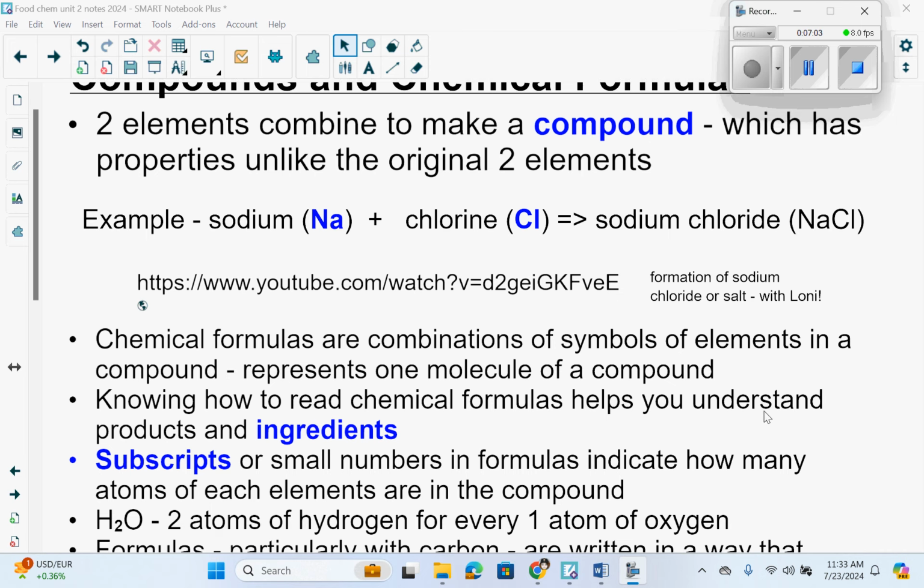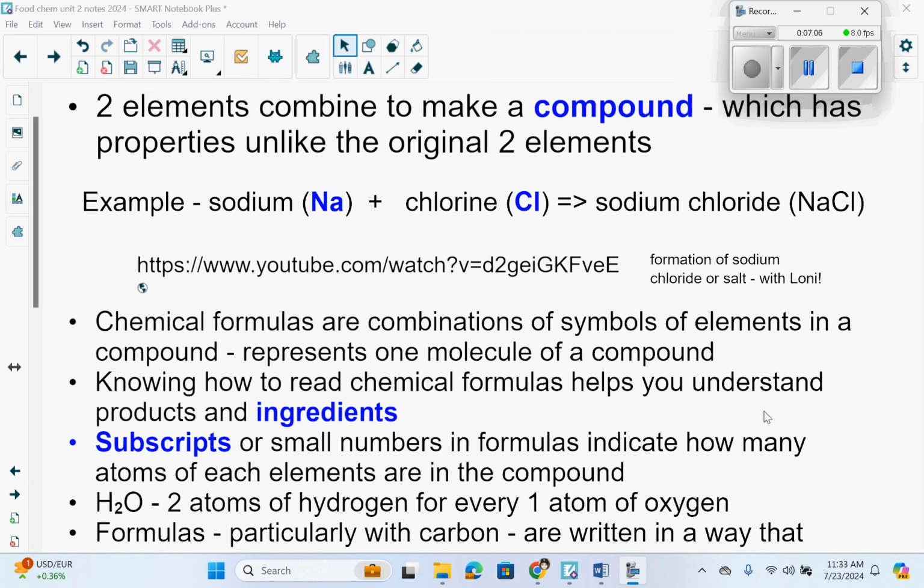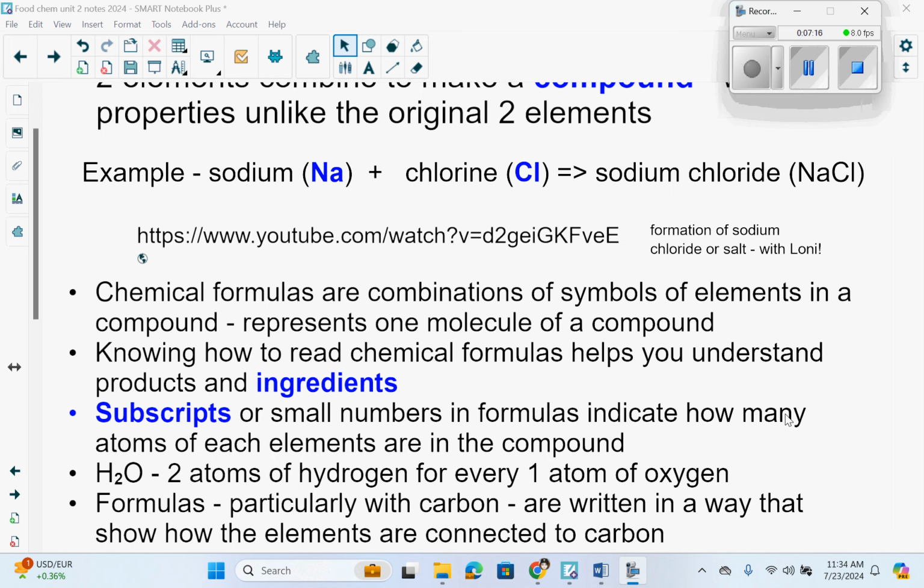Anywho, chemical formulas are combinations of symbols of elements in a compound. This represents one molecule of a compound right here. Knowing how to read chemical formulas helps you understand products and ingredients. So subscripts are small numbers in formulas that indicate how many atoms of each element are in the compound. So if you look at water, H2O, what does this formula mean? So H2 means there's two atoms of hydrogen, and the O with no number really means O1. So this is two atoms of hydrogen for every one atom of oxygen.